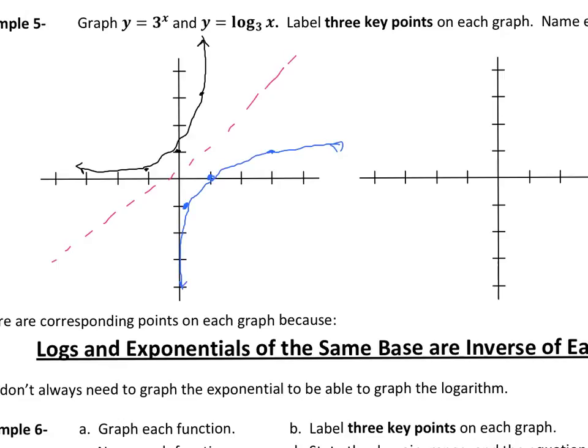Notice those graphs are reflective about the line y equals x. And that's graphically how you can tell if two functions are inverses or not. Graph them both, and if they're symmetric about the y equals x line, then they are inverses of each other. Pretty simple stuff there.